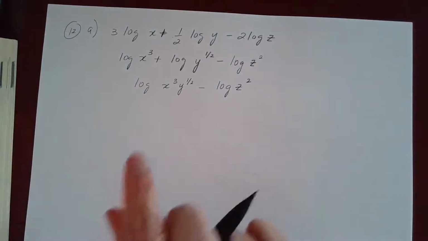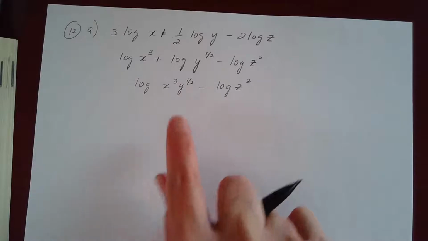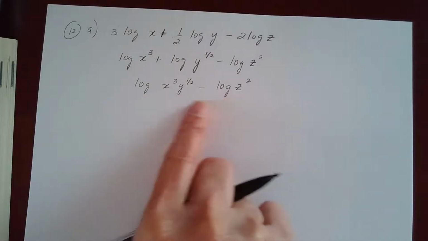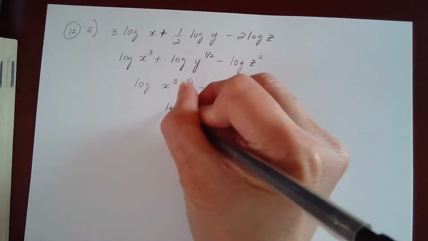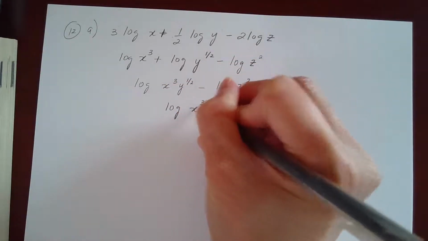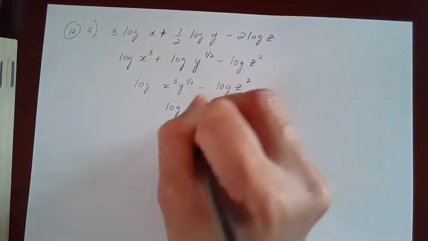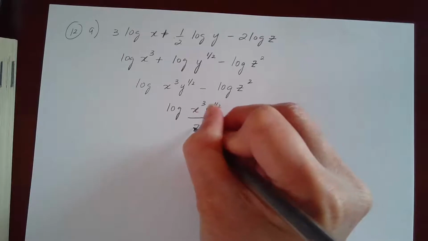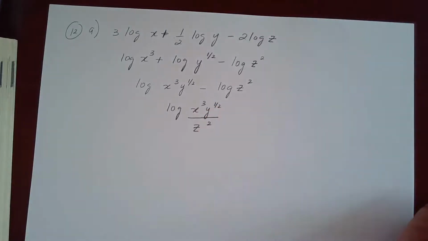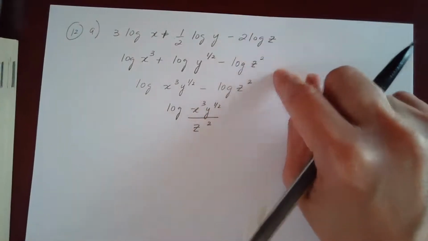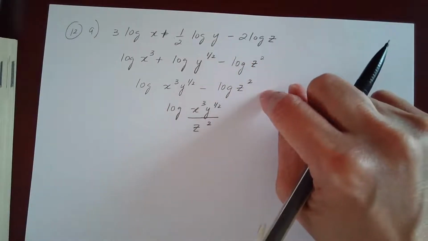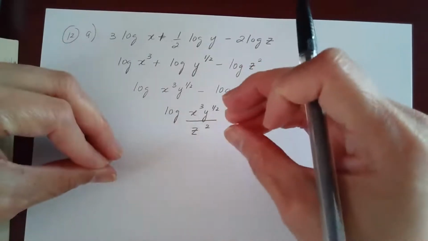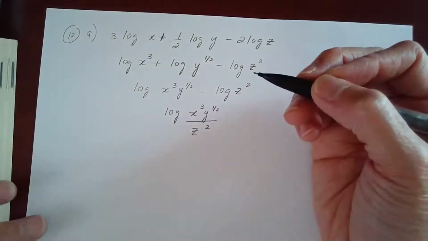Z squared. Okay, so that's one part. Now, because this is subtracting, I can rewrite that as log of x cubed y to the 1/2, because it's subtracted, so it's going to be divided by z squared. Okay, so these ones are applying the laws of logarithm to break it down to just one logarithm expression.